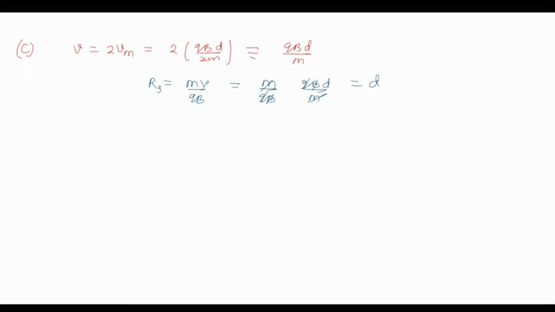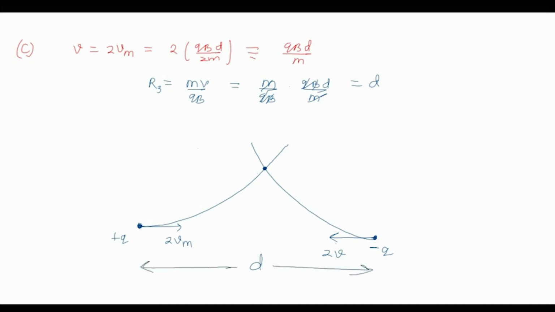So now what will happen, as the charged particle moves, it will move something like this. This is the trajectory of the positive charged particle plus q, which is moving with twice Vm, and the other one, which is the minus q and is also moving with twice Vm, will follow a trajectory like this and it will collide somewhere here. So the collision will happen at this point where the initial separation between them was equal to d. So each of them is a part of a circle whose radius is equal to d, and they are colliding at the midpoint, that is d by 2. So they are colliding at the d by 2 mark.